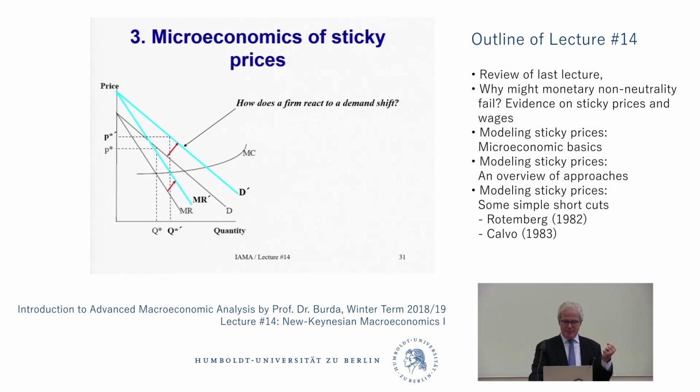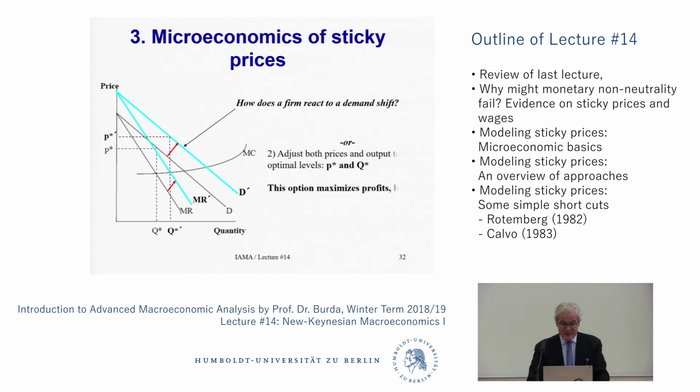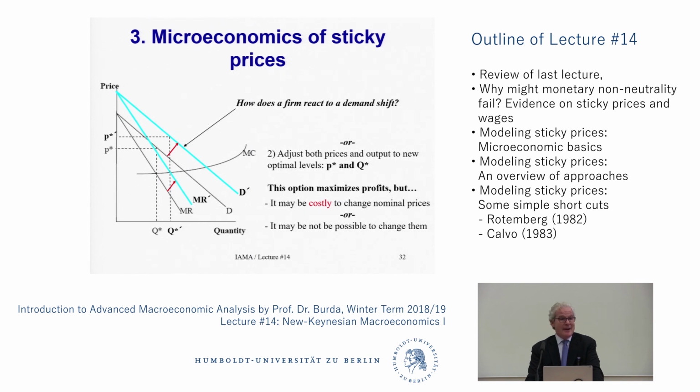Option two, raise prices. This option actually maximizes profits, but it might have other disadvantages. People may get aggravated if the price goes up. So that's the Rothenberg idea. Or it may just not be possible. Maybe they have a contract. Maybe they've got this implicit agreement, or maybe they're just too busy.